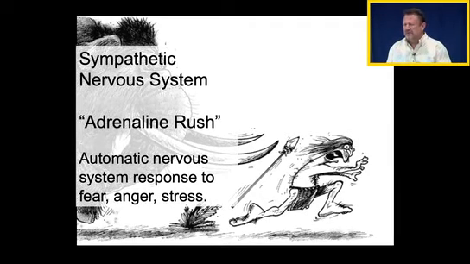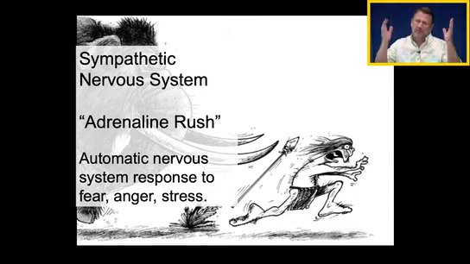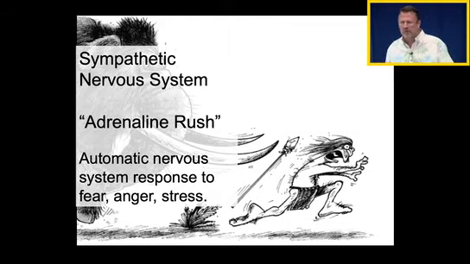So the sympathetic nervous system, you know it as the adrenaline rush. When most people teach this, they'll take a big book and slam it down and make some loud noise and scare everybody. And they'll go, oh, you see how your heart rate's going up because I scared you. And that's just the adrenaline response, that autonomic nervous system response to fear, anger, and stress. That's why people get angry, their blood pressure goes up. All this because of the sympathetic nervous system.